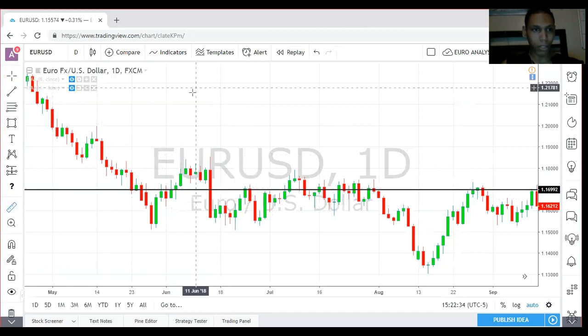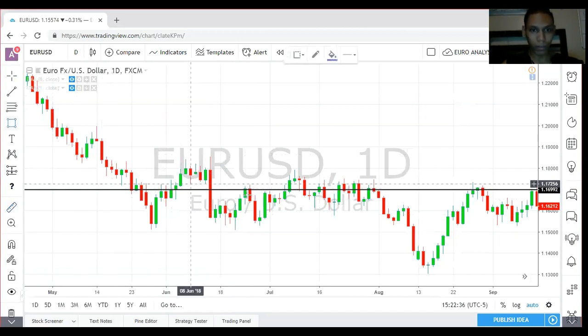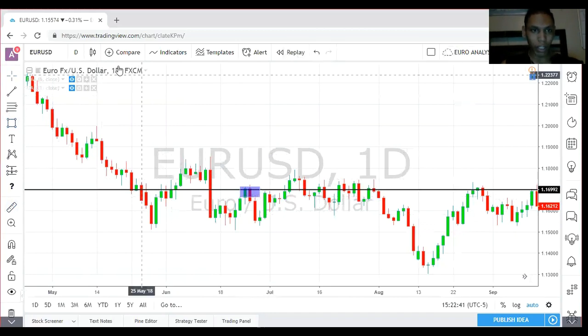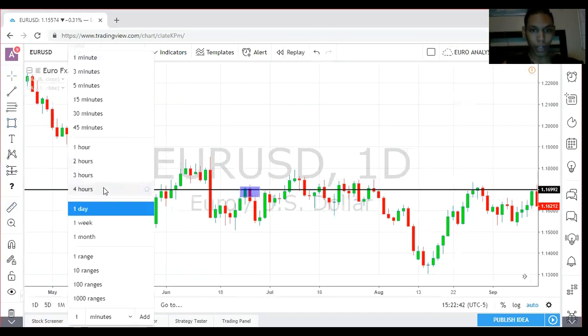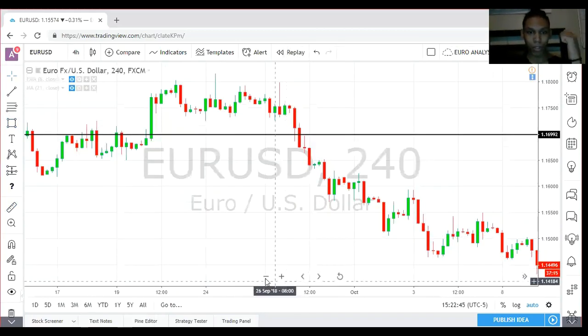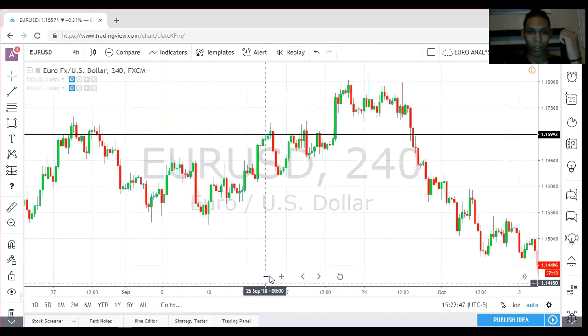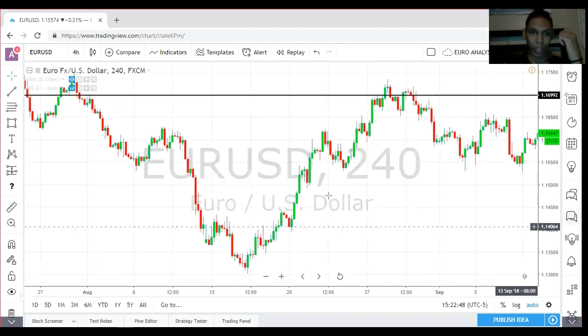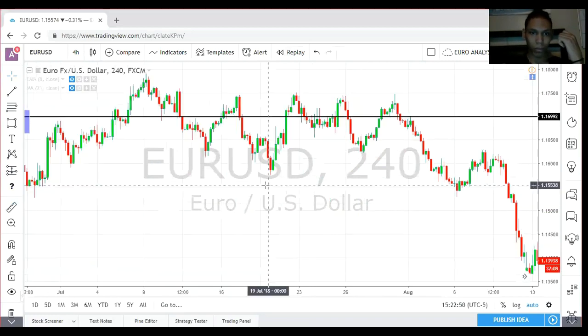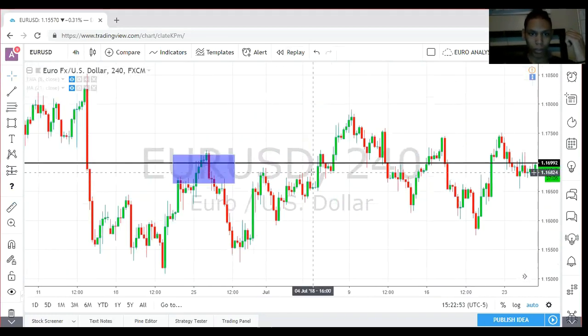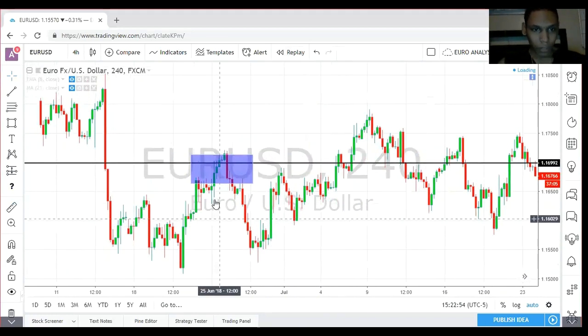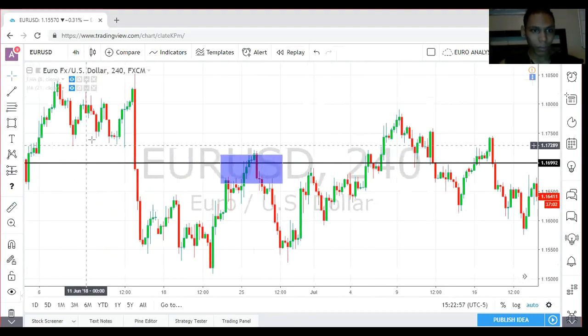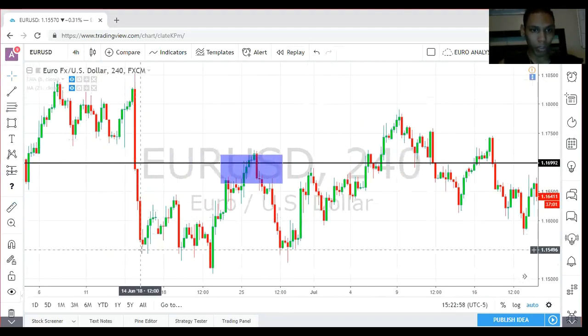So I'm just going to highlight this area right there and then go to the 4-hour time frame. This is how I'm showing you guys how you would have caught this trade. See, this right here was a bearish engulfing day.